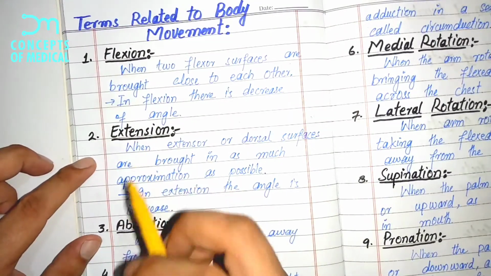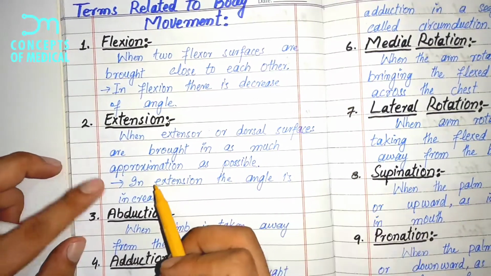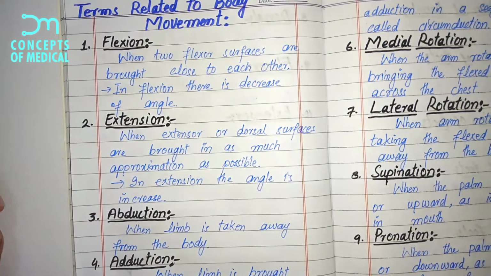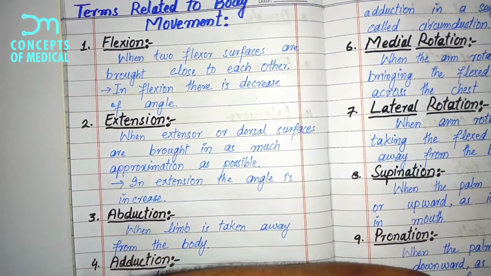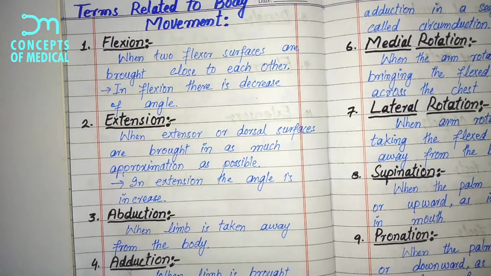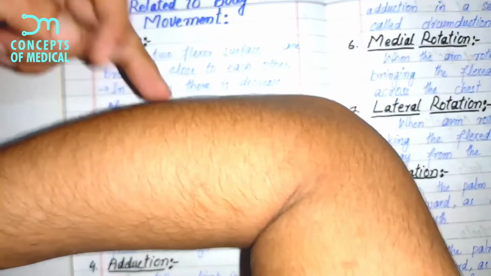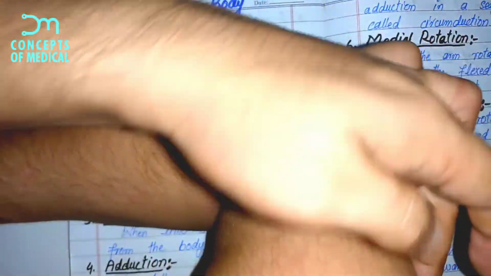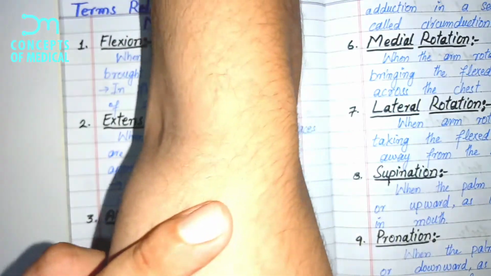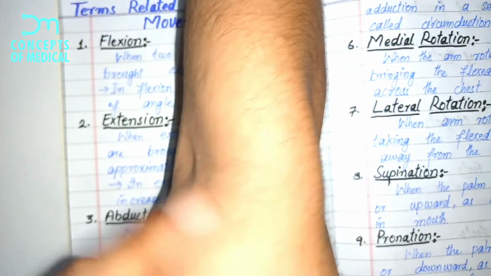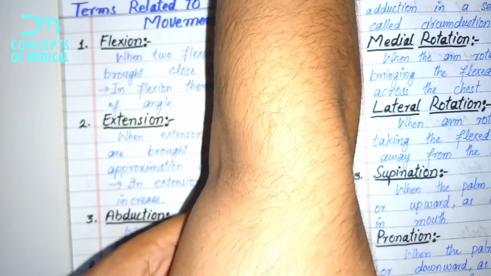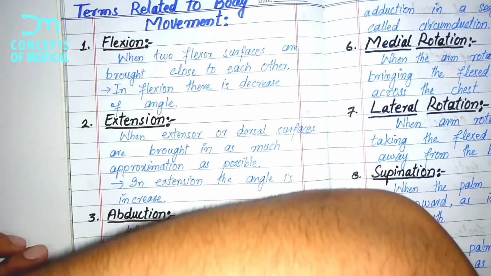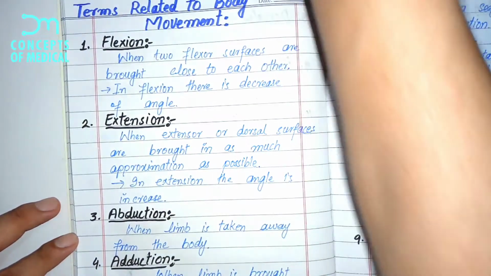The second term we have is extension. When extensor or dorsal surfaces are brought into as much approximation as possible, this is my dorsal surface, right? So whenever I take my hand in reverse from the flexion position, it means I am trying to bring the extensor surfaces of my forearm and my arm close to each other in approximation. I cannot close it as much as in flexion, but as an approximation. This movement is called extension. It also means that the reverse movement of flexion is called extension.